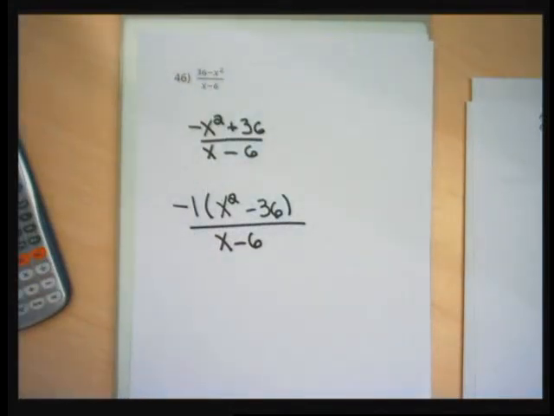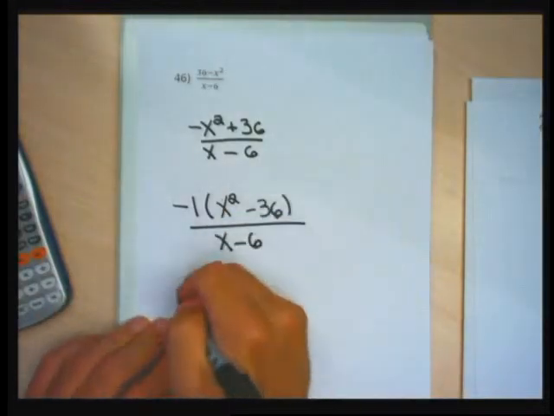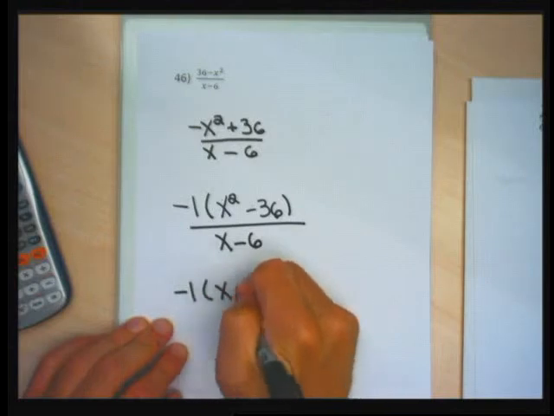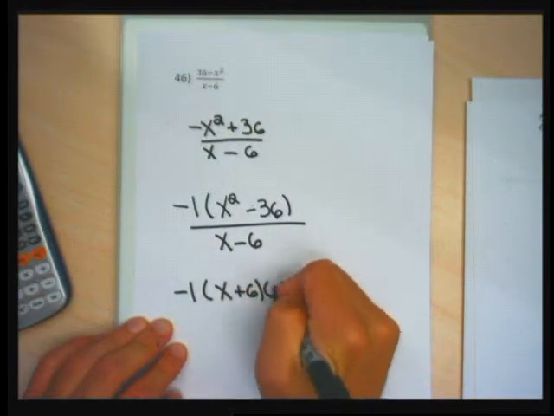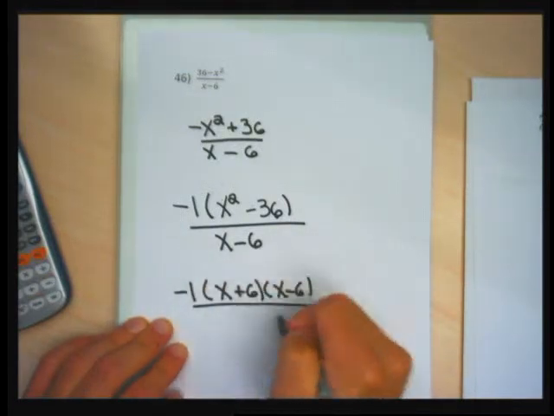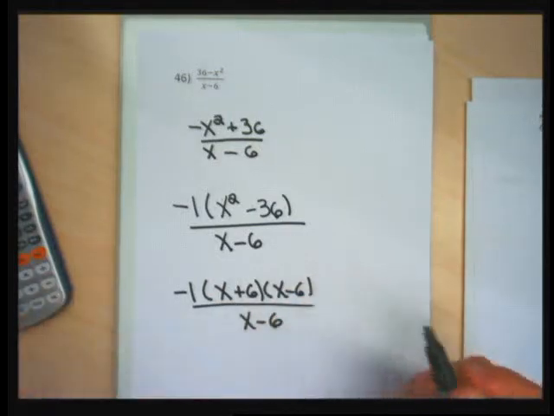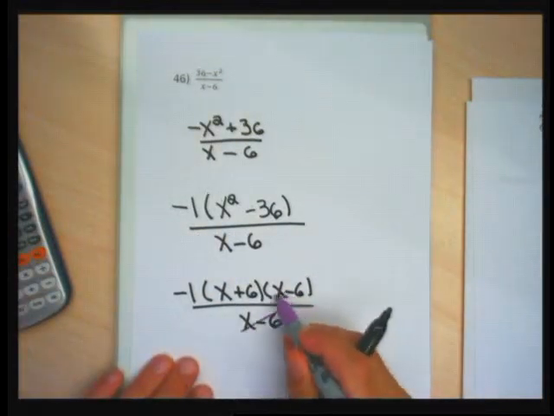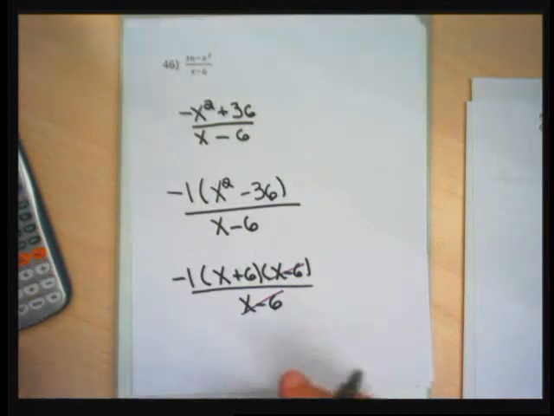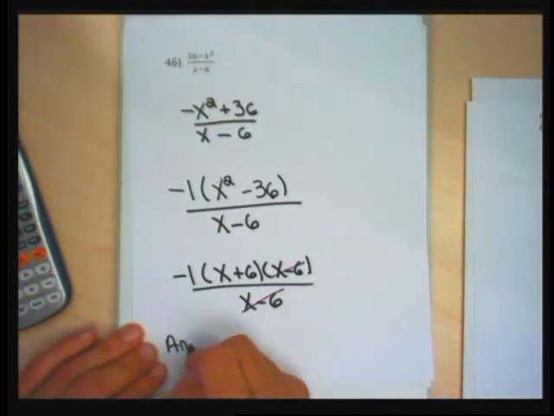After I factored out the negative 1 from the numerator, I'm left with something with a square, and it's a 2 parentheses factoring. The numerator is going to factor into x plus 6 times x minus 6. And now I'm going to cancel the x minus 6's. And I get 2 perfectly correct answers. One leaving the negative 1 in front of the parentheses.